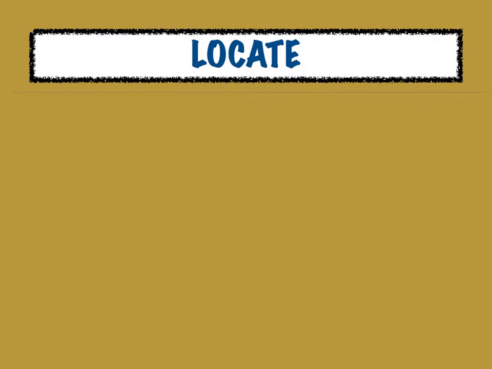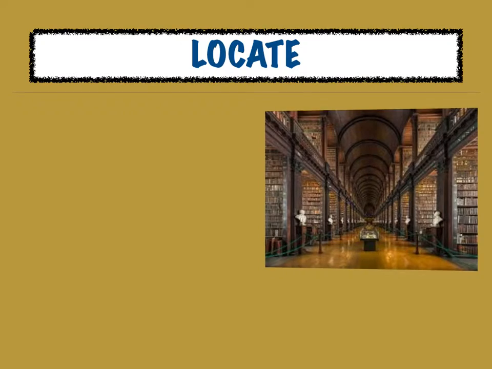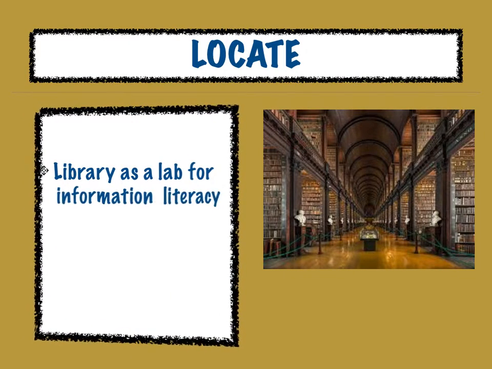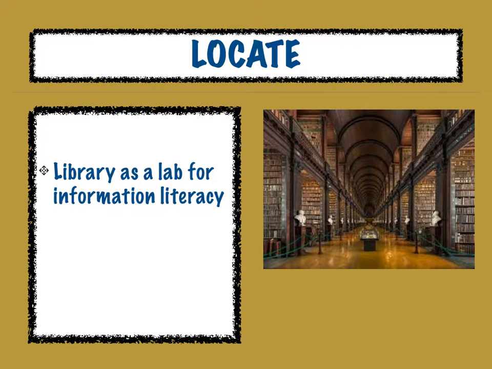Locate. Locating information through guided reading includes using the library as a lab for information. The school library provides access to information for resources outside the school, the internet, and the community. When used as a laboratory, students learn the basics of information literacy and apply and use their knowledge.